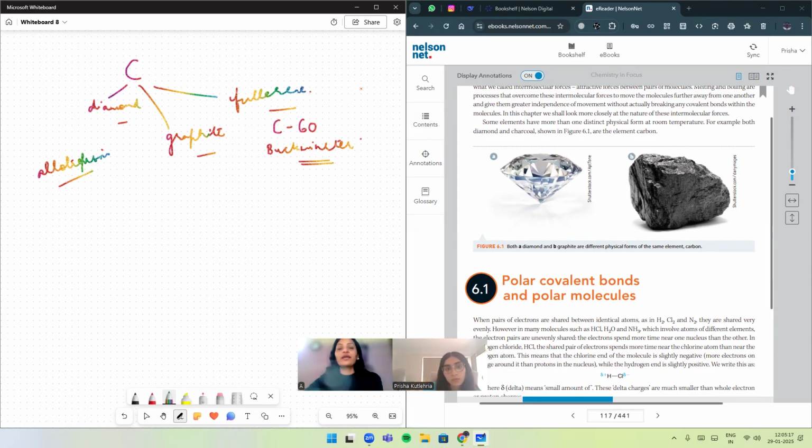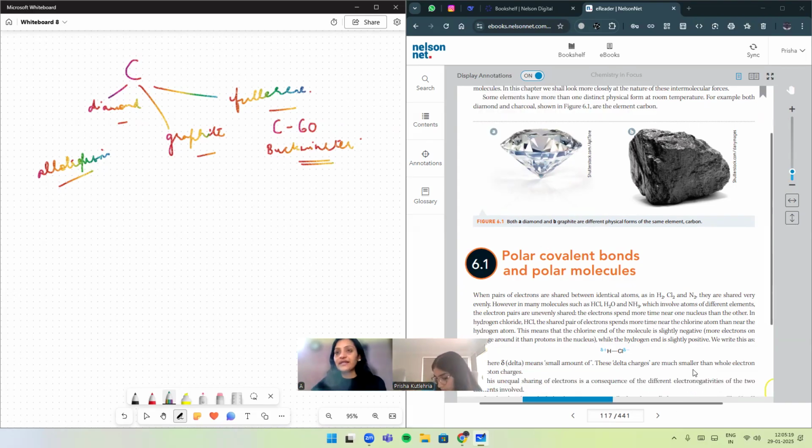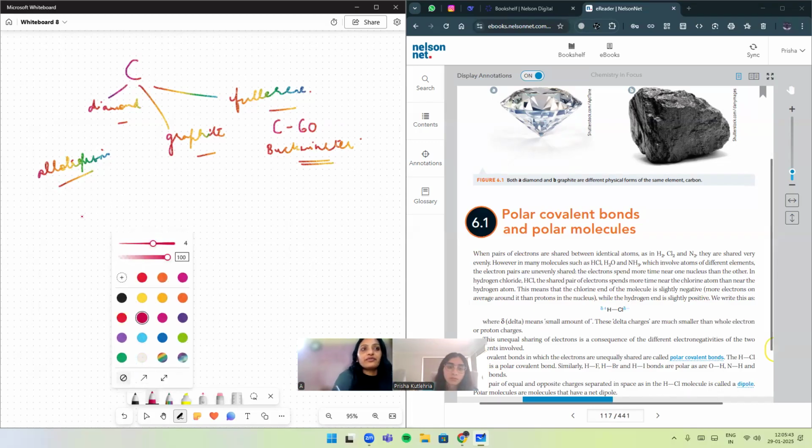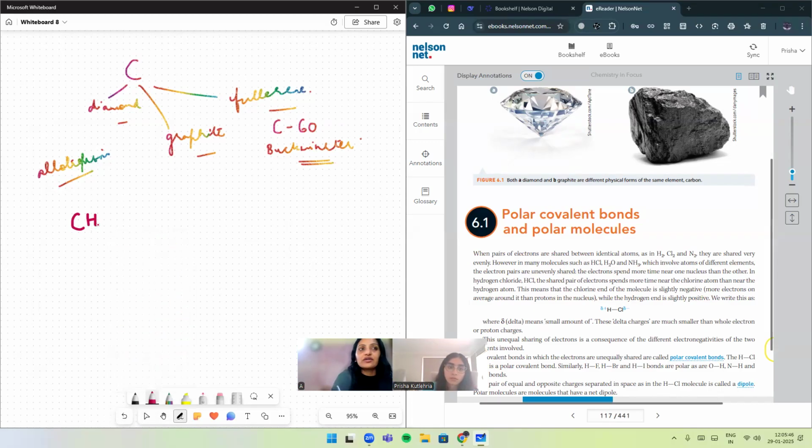Now, if I'm talking about covalent bonds, covalent bonds are basically formed when there is sharing of electrons, right? When we could not lose or gain electrons because of the energy involvement, the element preferred to share the electrons, right? For example, initially we are going to take methane. If you remember, the formula was CH4. This was methane.